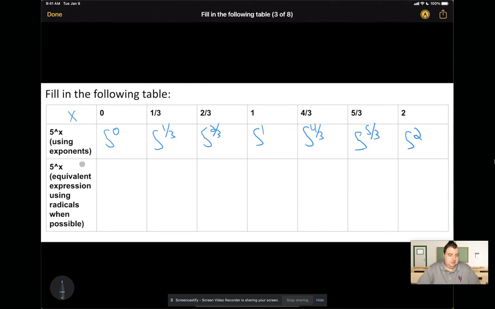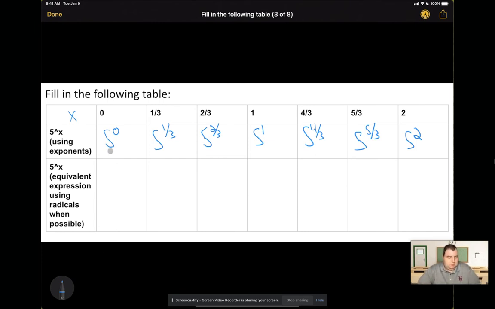In the second row, we're going to write an equivalent expression to what we wrote in the first row. That might involve writing it in radical notation. Radical notation means using roots. That might mean just calculating the answer.